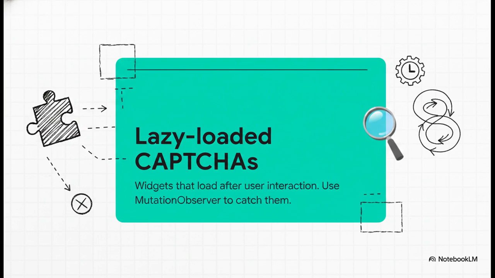The technical solution for this is honestly brilliant. You utilize a mutation observer in your code. This tells your script to actively watch the DOM for changes, so the literal millisecond that CAPTCHA node is injected into the page, you intercept it, grab the key, and keep moving.